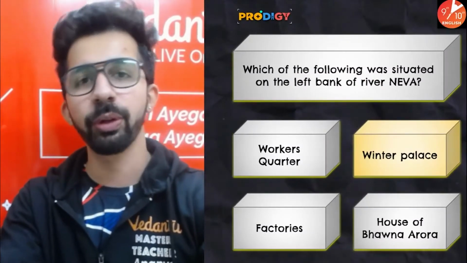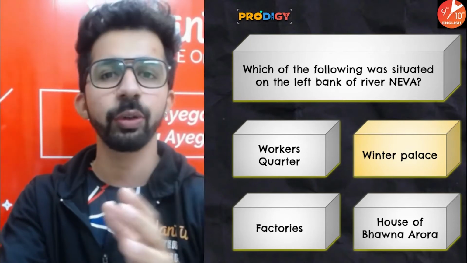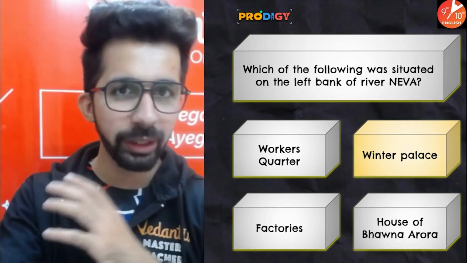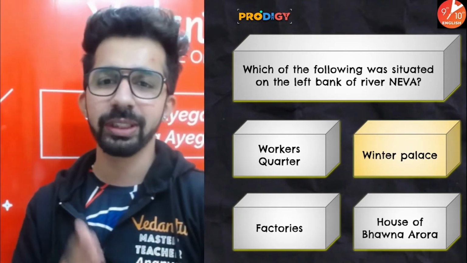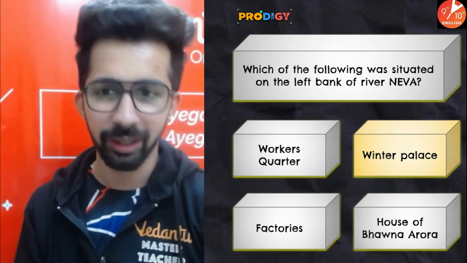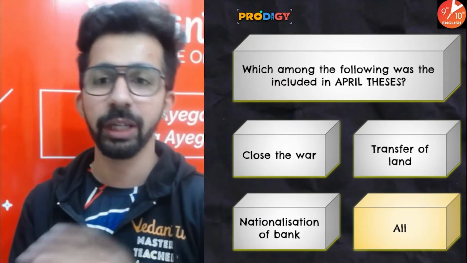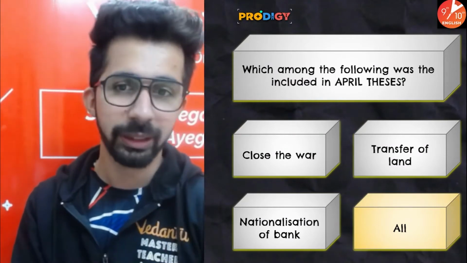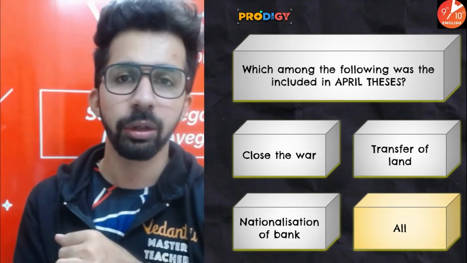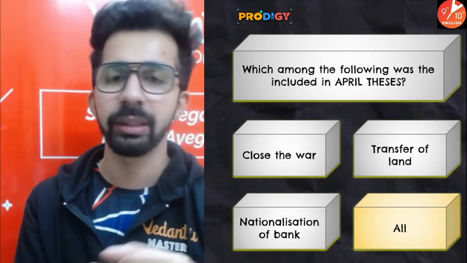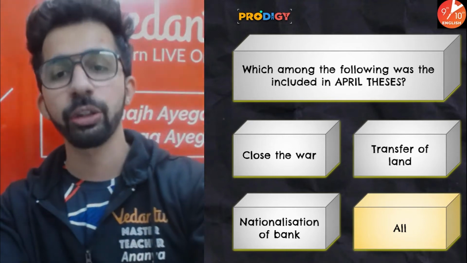By the way guys, before we started today's session, these were the questions which I gave you as homework in the last video. So the question was, which of the following was situated on the left bank of river Neva? And it was Winter Palace. And the second question was, which among the following was included in April thesis? So all these things were included in April thesis, like close the war, transfer of land, banks to be nationalized. All these things were a part of April thesis.